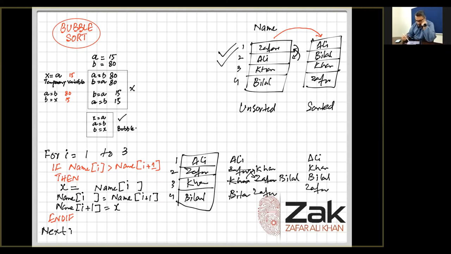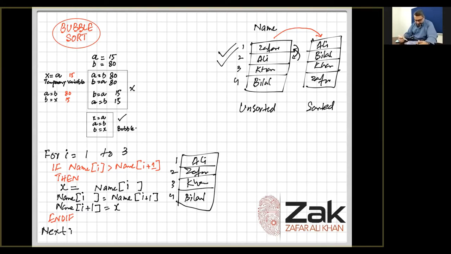Let's see if it is all working properly. Let's say these are our original values: Ali, Zafar, Khan, Bilal. For I is equal to 1, 2, 3. So let's say the value of I is now 1.